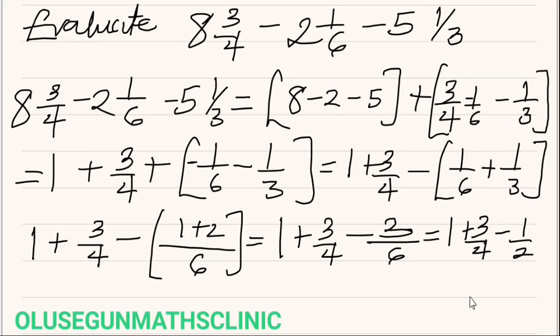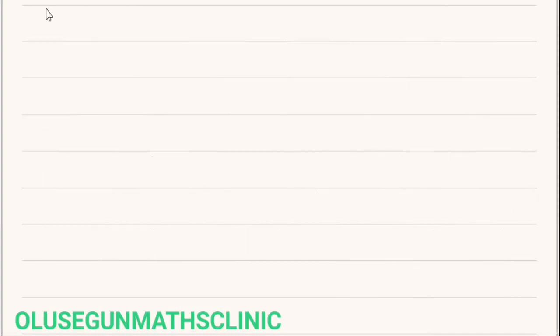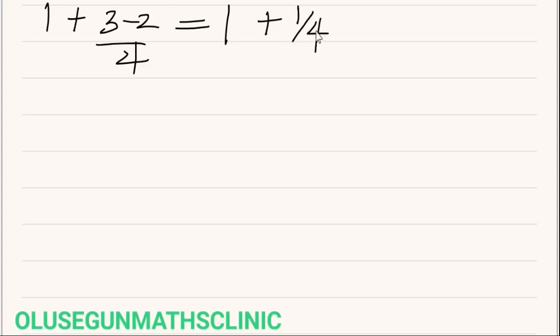So the LCM for these two, it will be 1 plus, this is 4. So if it is 1 plus, 4 in 4, we have 3 minus, 4 in 2 is 2, that is how it will be. So therefore, we have 1 plus 3 minus 2 over 4, which is equal to 1 plus 1/4. So the final answer will give you 1 whole number 1/4. That is the final answer for this.